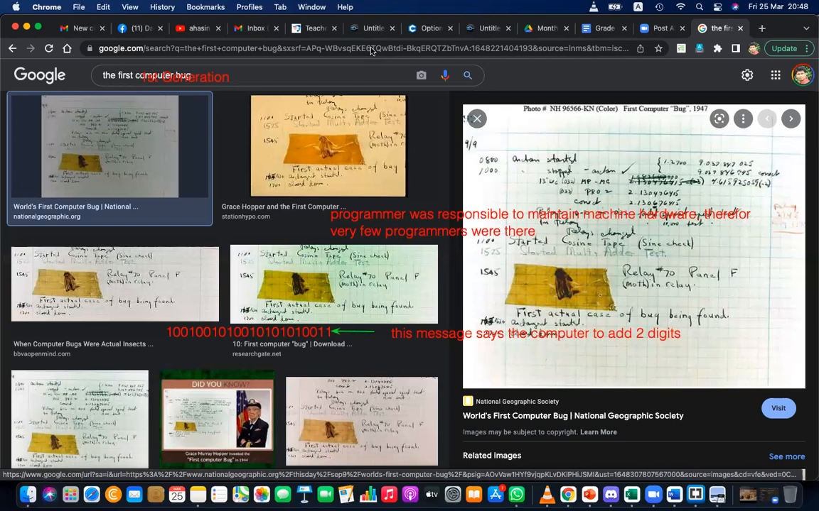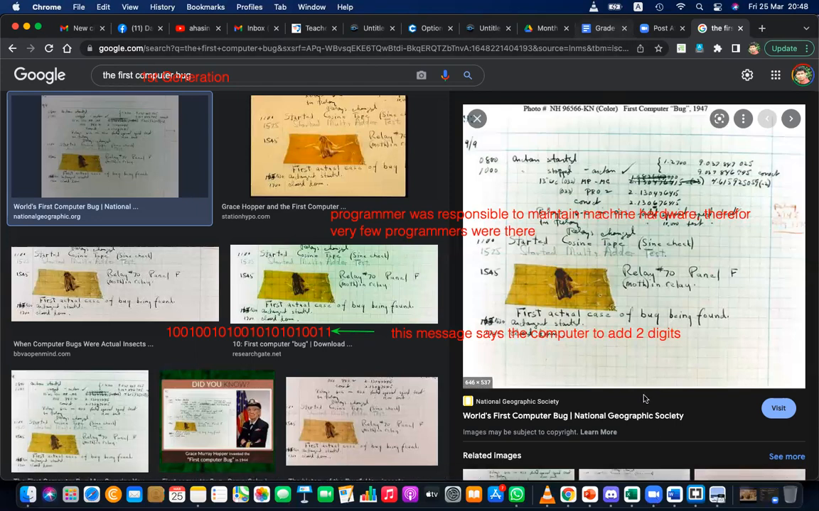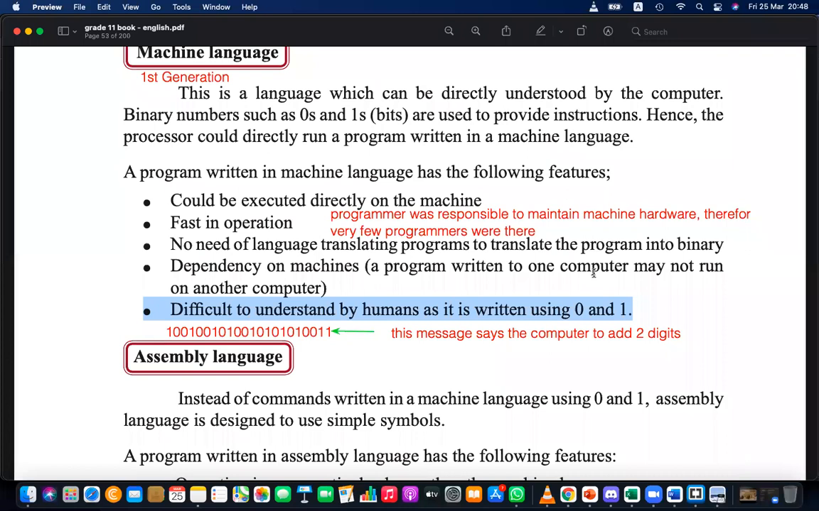Right? So that was the first programming bug anyway. So that story is really relevant. That's why I just said. Okay, Budhe, can you write down this quickly as an additional note there about the machine language, the first generation language, where the people were responsible to maintain the machines, and this machine language, which was really difficult to understand, was used. Okay.